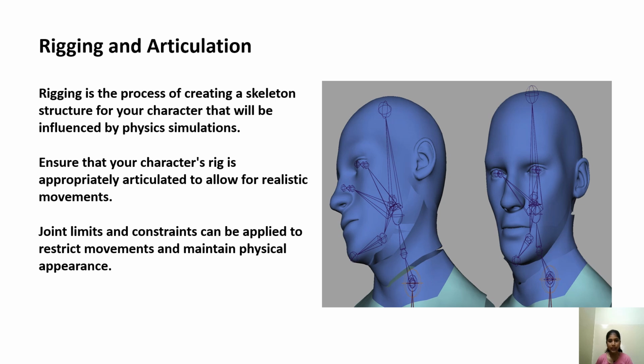Now let's move on to our next topic, rigging and articulation. Rigging is the process of creating a skeleton structure for your character that will be influenced by physics simulations. Ensure that your character is rigged appropriately and articulated to allow realistic movements. Joint limits and constraints can be applied to restrict movements and maintain a physical appearance.